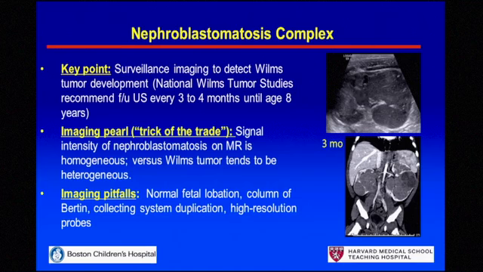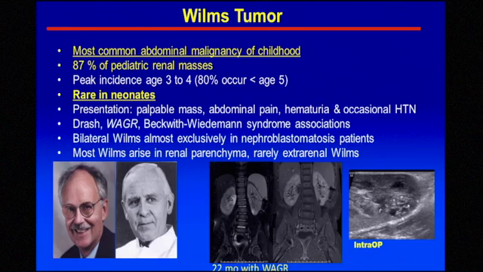The National Wilms Tumor Study recommends an ultrasound every 3 to 4 months until age 8, when the risk of Wilms tumor is thought to decrease. So the signal intensity of nephroblastomatosis on MR is homogeneous, whereas Wilms tumors tend to have a more heterogeneous appearance. Pitfalls here: normal fetal lobation may mimic masses, a column of Bertin may mimic a mass, and collecting system duplications can have divisions of the cortex of the kidney that mimic nephroblastomas. So you really do need to use high-resolution ultrasound probes.